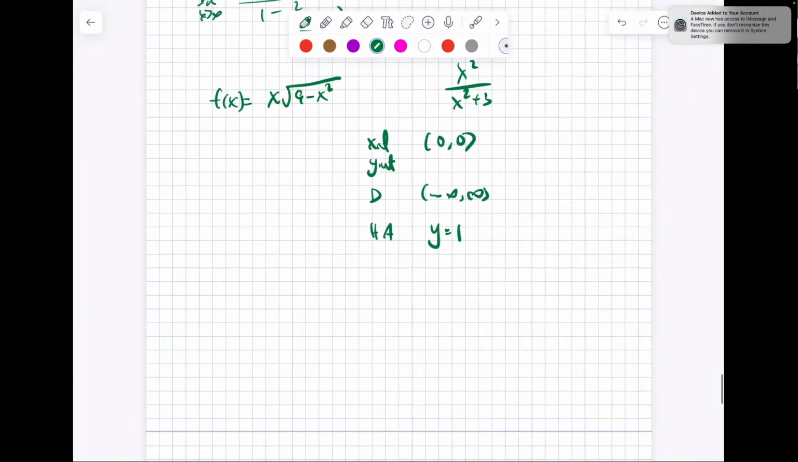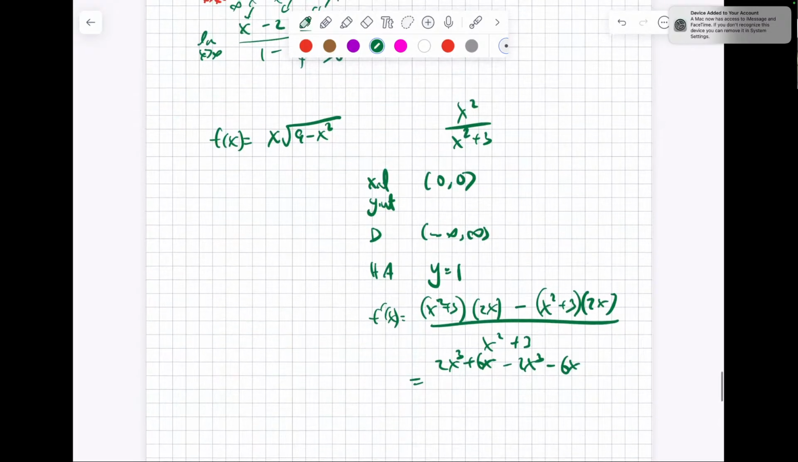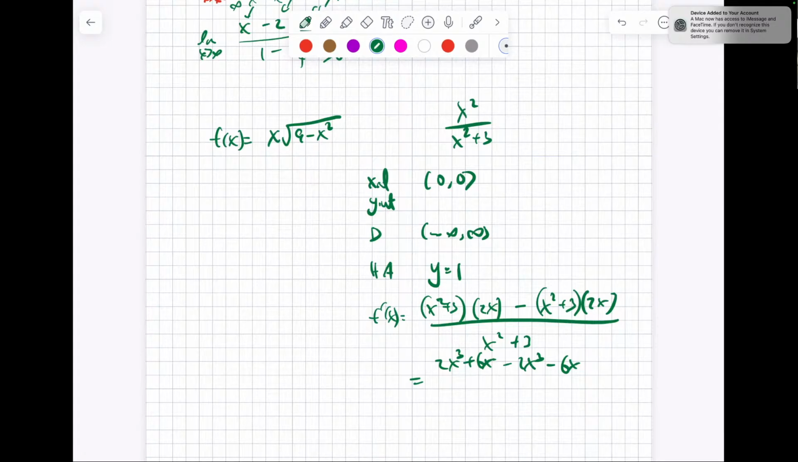And I'm going to take a derivative, so f prime of x equals low d high. Yeah, that's a different question, that's one of the homeworks. High d low over low low. Low d high.